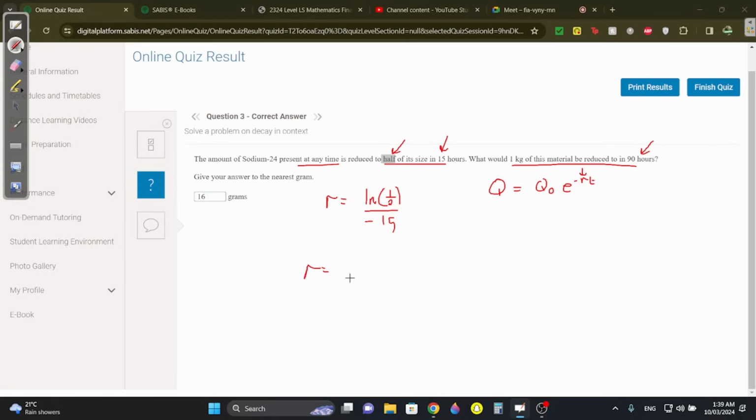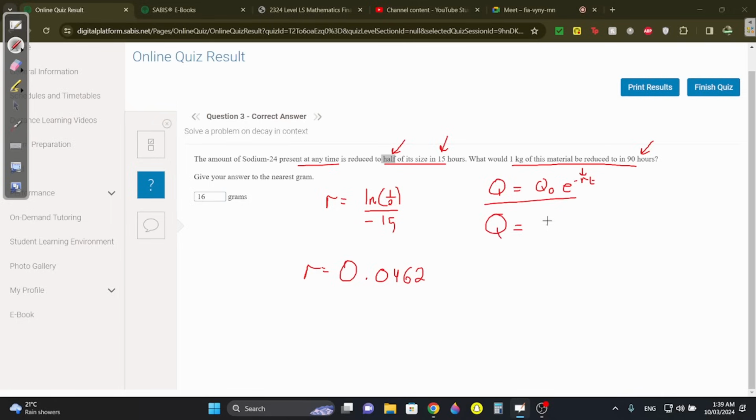On my calculator, ln half over minus 15. You get 0.0462098120. It's a long number, yeah. Let's keep it as 0.0462. Can you solve now?